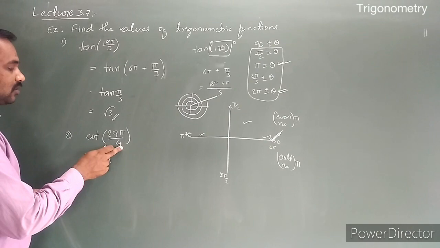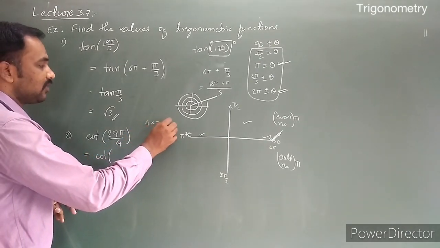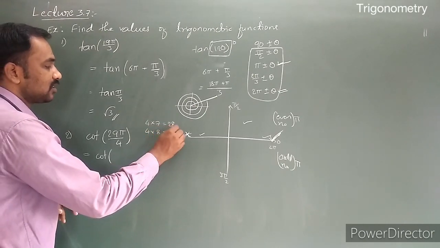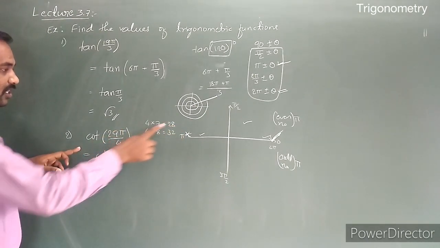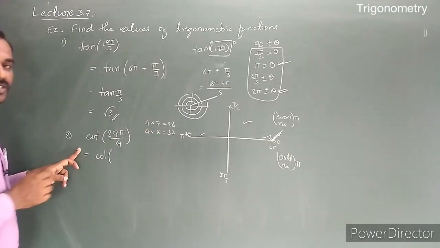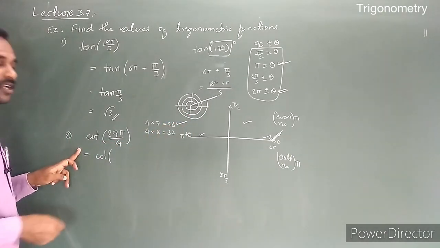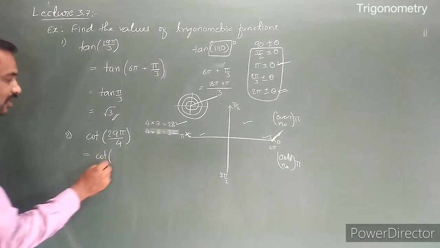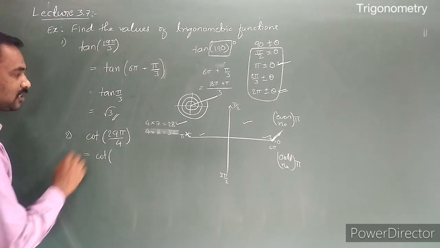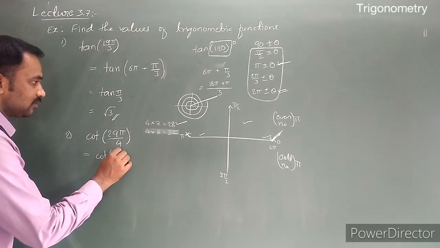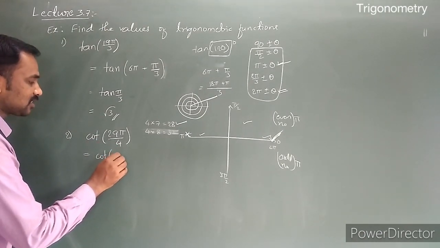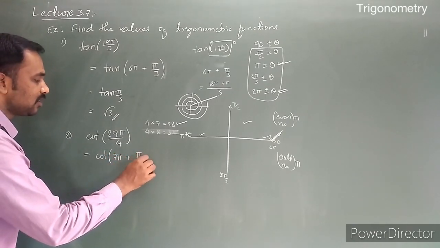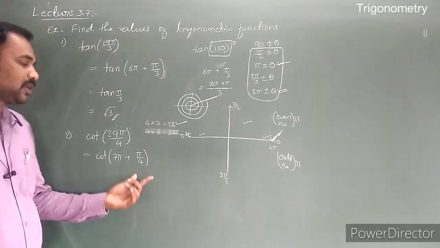4 into 7 is equal to 28. 4 into 8 is 32. Which one is nearer? Whether 28 is near to 29 or 32 is near. So always consider the nearer value, that is 28. How can we split this value? 4 sevens are 28, so that is 7 into pi plus pi by 4.